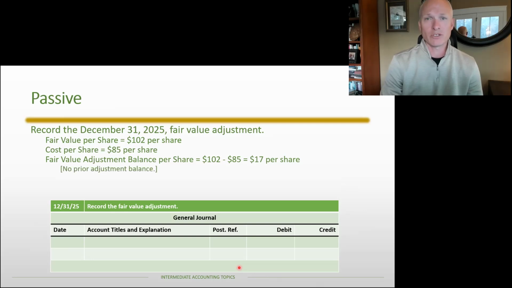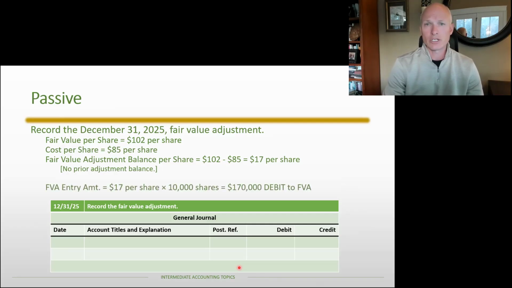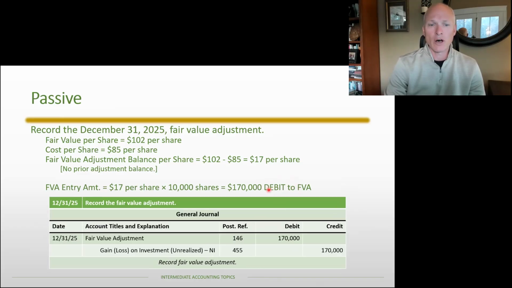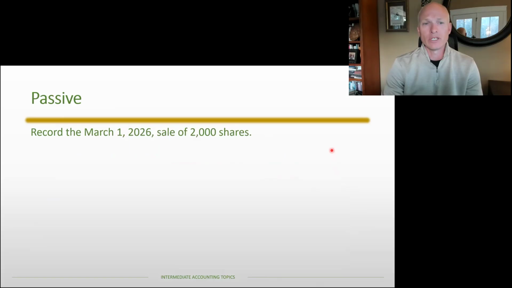It's a brand new investment, so there's no prior adjustment balance to worry about. Therefore, the entry is just an increase of $17 per share times 10,000 shares, and that's going to be a debit to our fair value adjustment account. That debit is offset by a credit to the gain/loss account. Again, it is a part of net income, and that would be reported on the income statement. And then going into the next year, we sell 2,000 shares. It's a multiple step process, like we did with the debt investments, but much easier though.